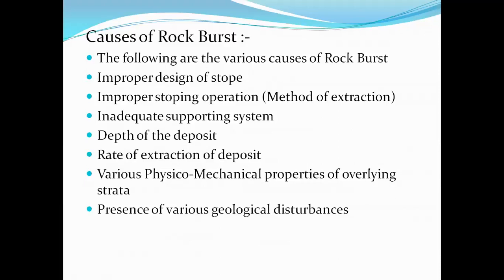Okay. Next, the rate of extraction, and physico-mechanical properties of the rock. This we already discussed in case of coal bumps also. Same is the case here. What are the various physico-mechanical properties? Such as compressive strength, tensile strength, shear strength, various modulus of elasticity, Poisson's ratio, and various geological disturbances. These are different parameters that we need to take into account, which might lead to rock burst.